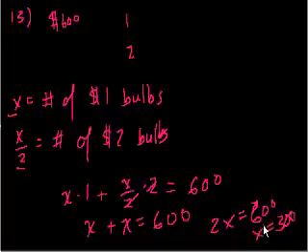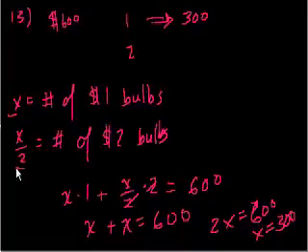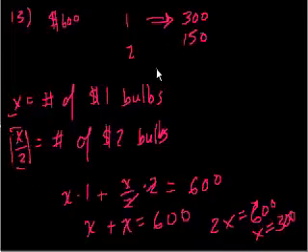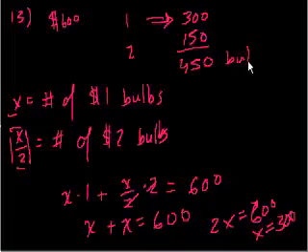And they want to know how many light bulbs were ordered altogether. So we got 300 $1 bulbs. And we got half as many $2 bulbs, x divided by 2. So we got 150 $2 bulbs. So together we got 450 bulbs. Next problem.